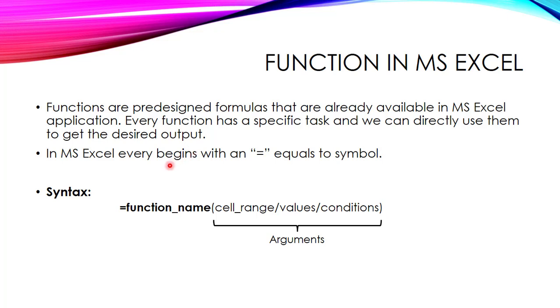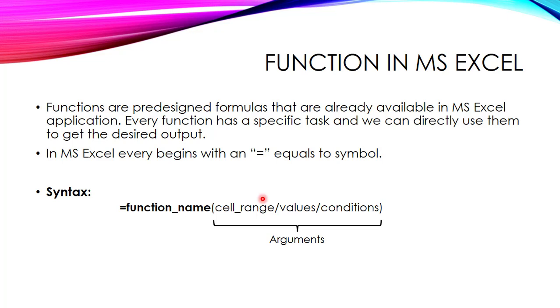In MS Excel, every function begins with an equals to symbol. Fine. So it means whenever you are writing any MS Excel function, you have to start that function with the equals to sign. The syntax of the function will be like this. There will be an equal to sign, function name, and then that function name will be followed by the arguments. These arguments are the values, the cell ranges or the conditions that we are passing in our function. Fine. So it is the simple definition of functions in MS Excel.